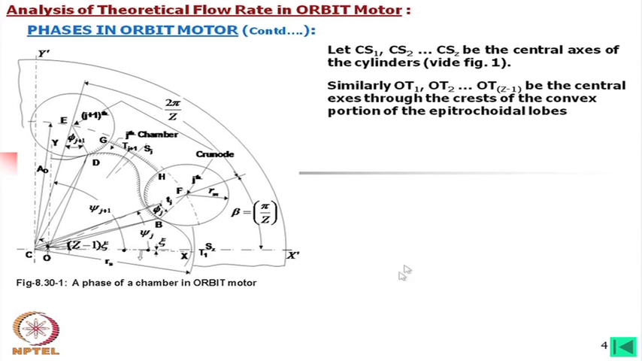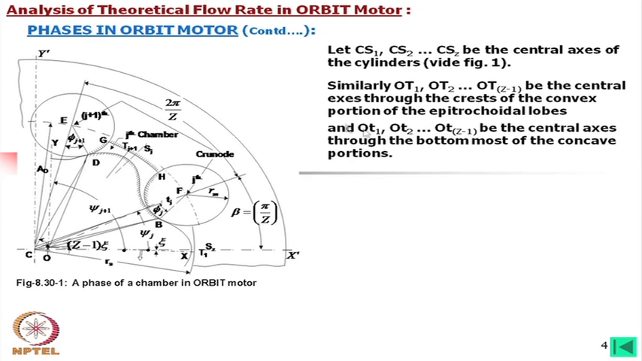Similarly, we have taken OT1, OT2, OTZ-1 to be the central axes through the crest of the convex portion of the epitrochoidal lobes. This is the convex portion, and if we take the topmost point, the crest point, then we number it OT1, OT2, etcetera. In this case, we have taken OT1 to be here. It can be named otherwise. It goes up to Z-1 because there will be 6 lobes, one lobe less than Z. So that is why the numbering goes up to Z-1.